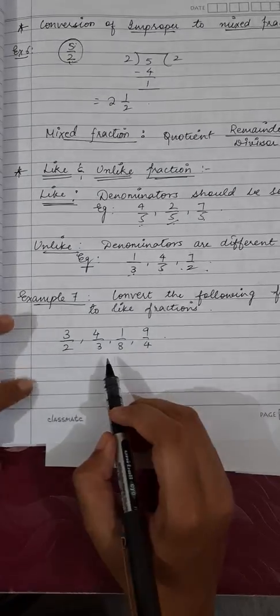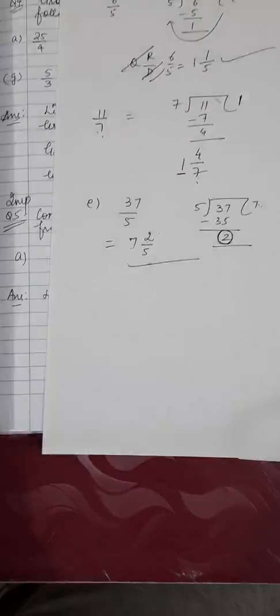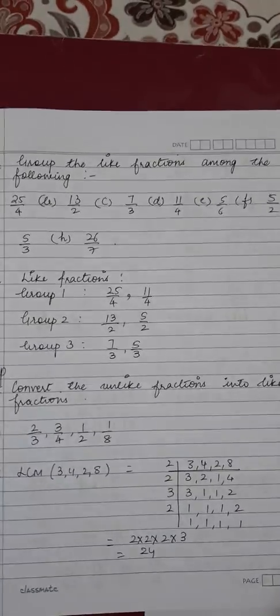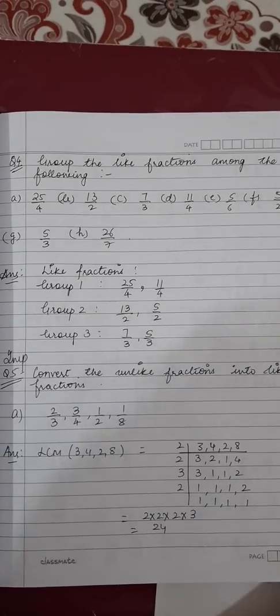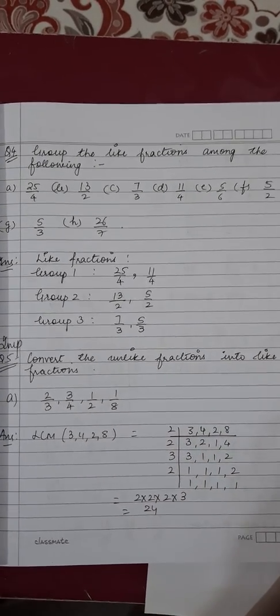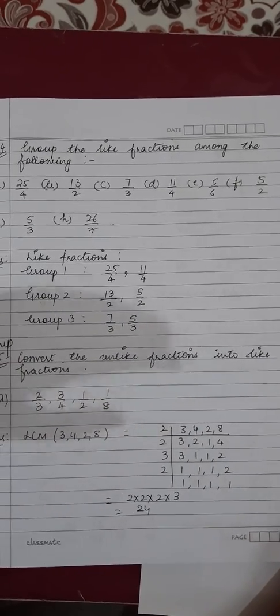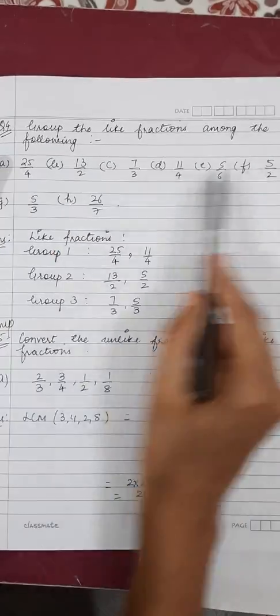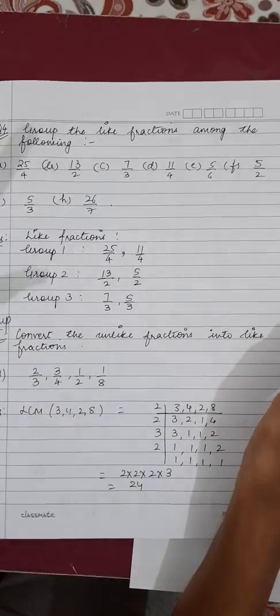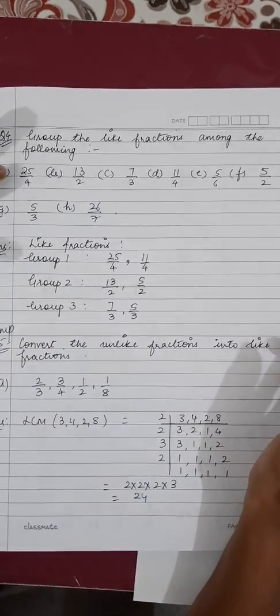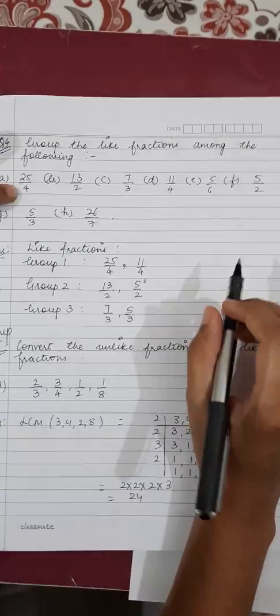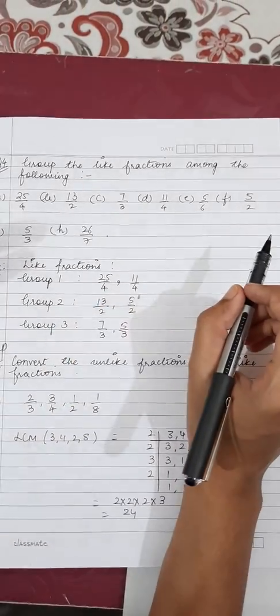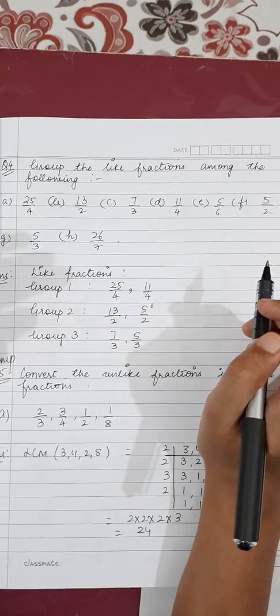Now you have to tell me in question number 4. In this question number 4 of your exercise 5.3, you have to group the like fractions among the following. Group means the fractions which have the same denominators, you are going to write them together. Now these are the fractions which are given to you and you have to group them. Then how are you going to group them? Group means the fractions of the same denominators, you are going to write them together.